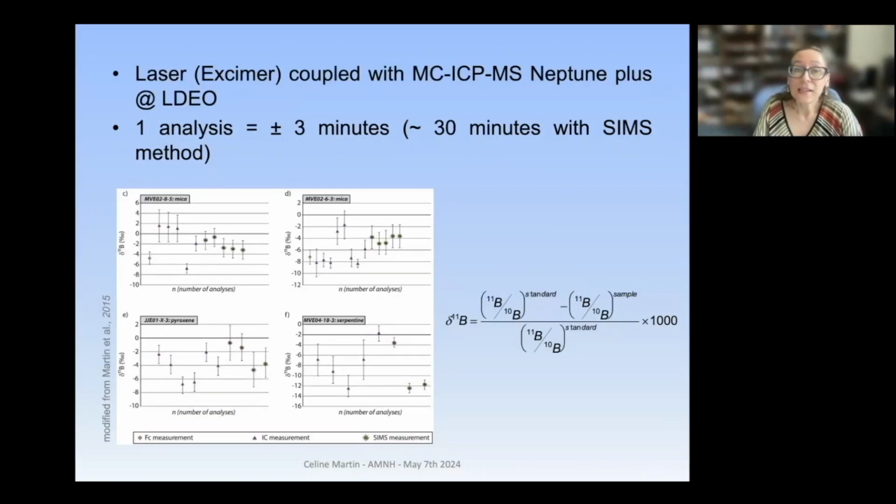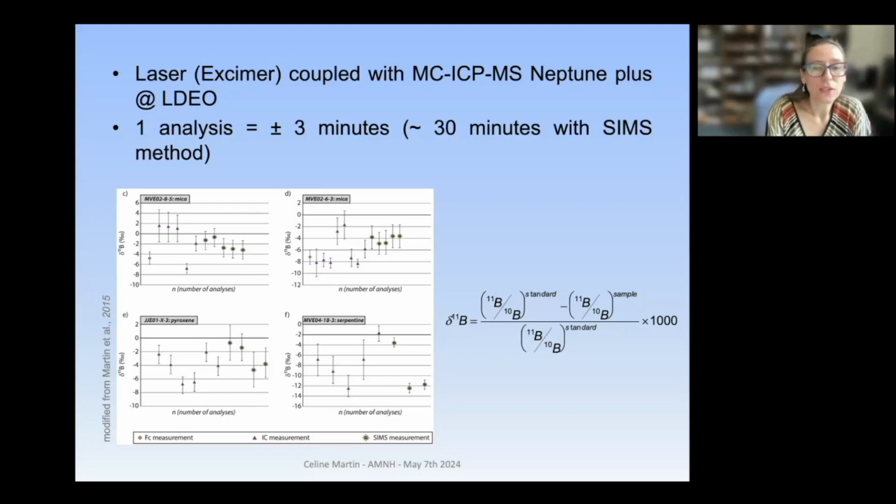So the in situ method I was talking about, we developed that a little bit more than 10 years ago now. We coupled an excimer laser with a multi-collector Neptune. We did everything here at Lamont-Doherty Earth Observatory, Columbia University. And we compared our analysis with SIMS measurement, which is the traditional in situ method for boron analysis.